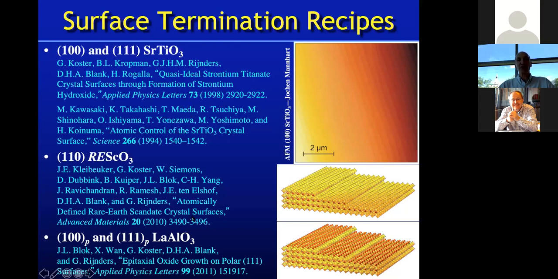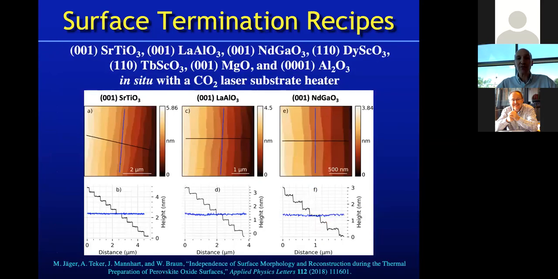Those and other groups have developed recipes for other substrates. And so in terms of the rare earth scandates, the Twente group has shown that many of the scandates can be terminated. Lanthanum aluminate can be terminated also with similar perfection to strontium titanate. I would say that strontium titanate is still the model system for termination. But in terms of synthesis, thinking about these issues is very important, as well as being able to achieve that.